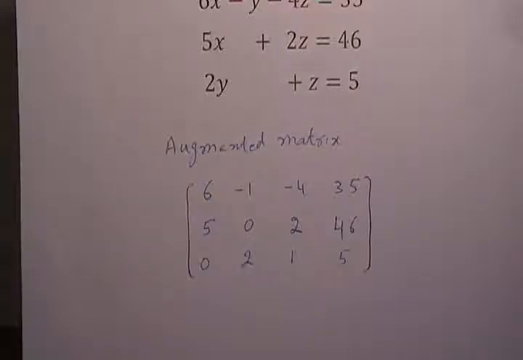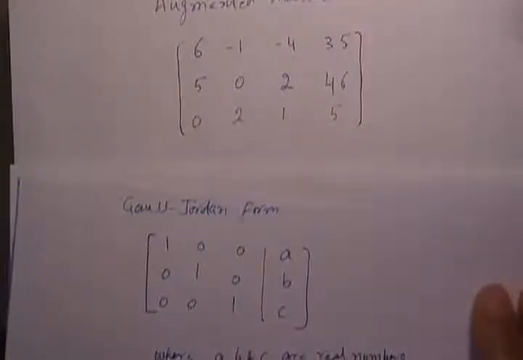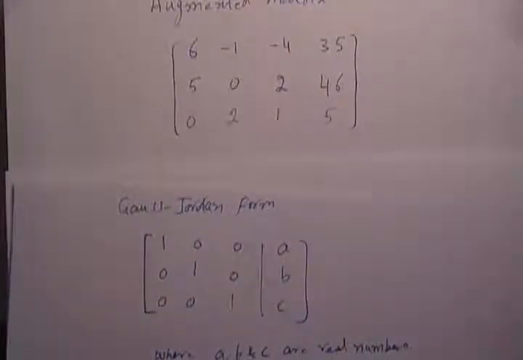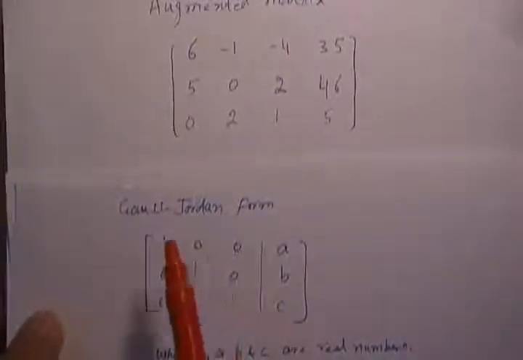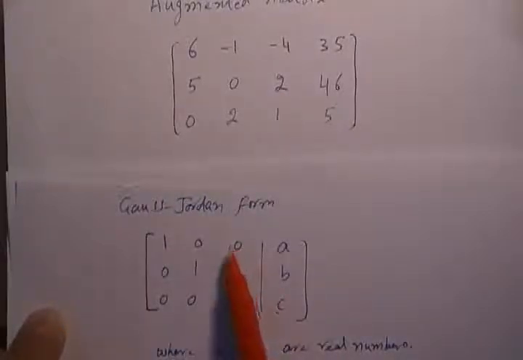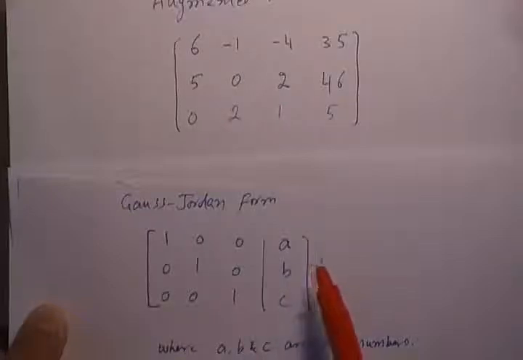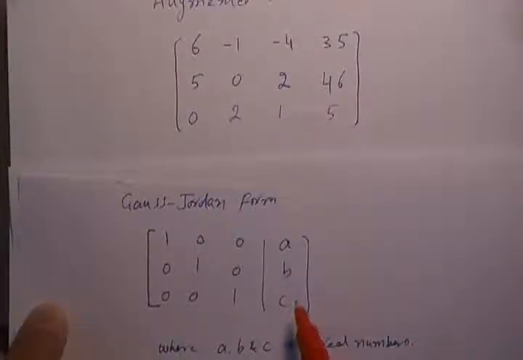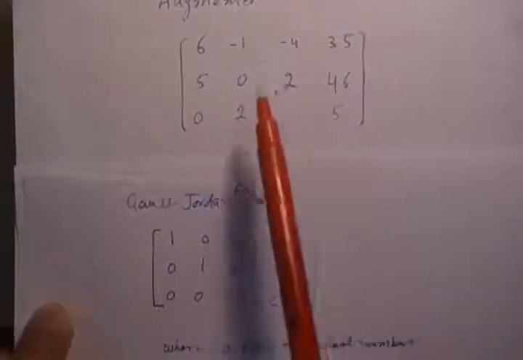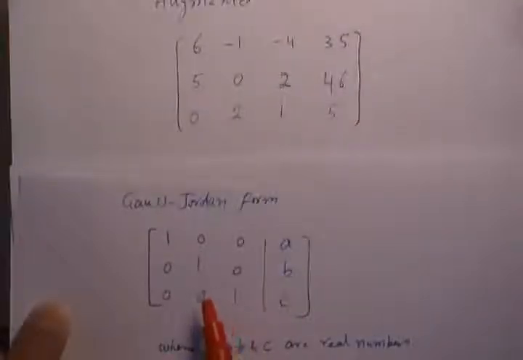Now we have to perform row operations and change this into something that looks like this one here. This is what the Gauss-Jordan form would look like. The main diagonal is 1, 1, 1, with zeros above and below. And then in the last column you have some numbers A, B, C. Actually A, B, C could be any real numbers, so I just put them as A, B, C. So you have to perform row operations on the augmented matrix that you have, and change it into something like this one.